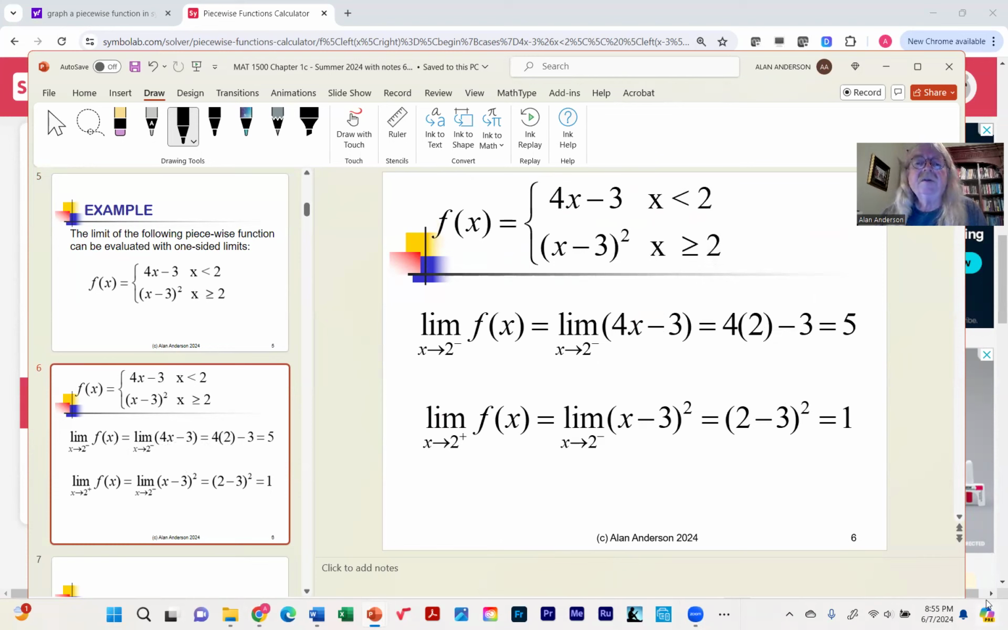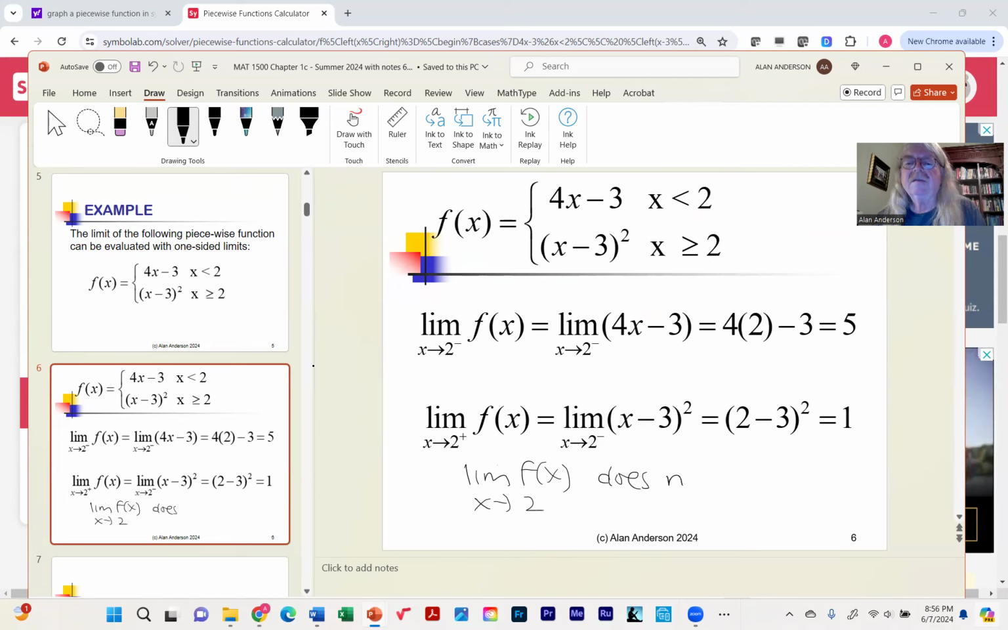So when we evaluate the limit coming from the left, we're going to plug 2 into here. And when we're evaluating it from the right, we'll plug it in here. And you can see clearly they're different from each other. So the limit of this function as x approaches 2 does not exist, as we've already seen.